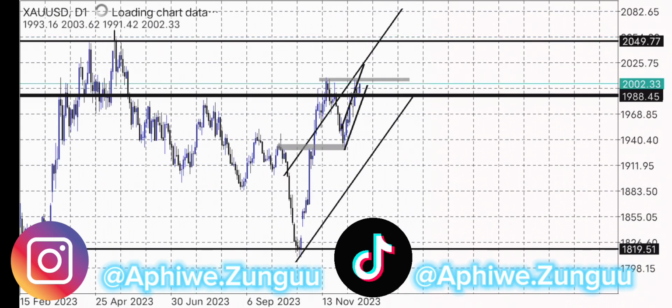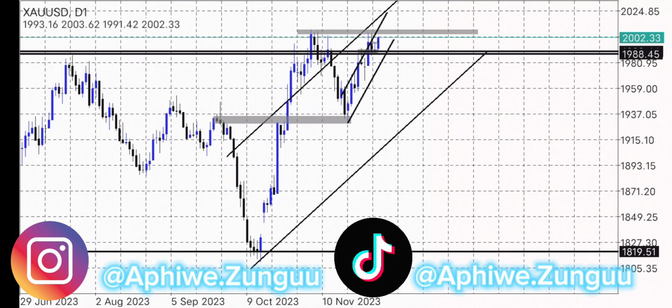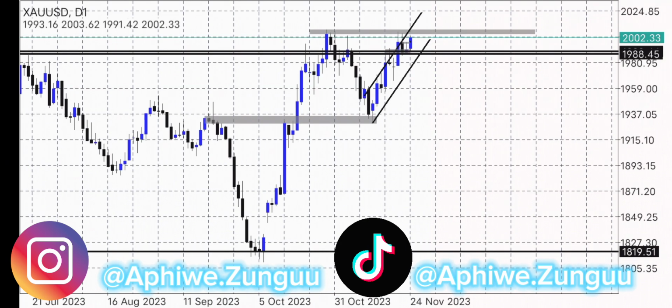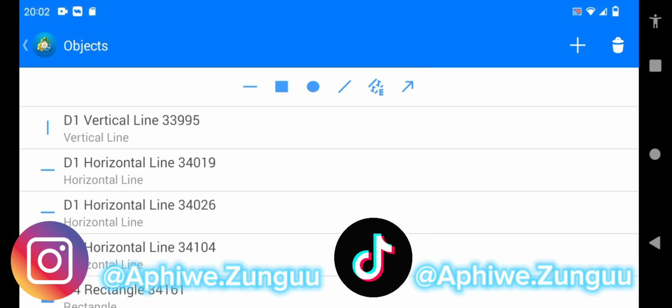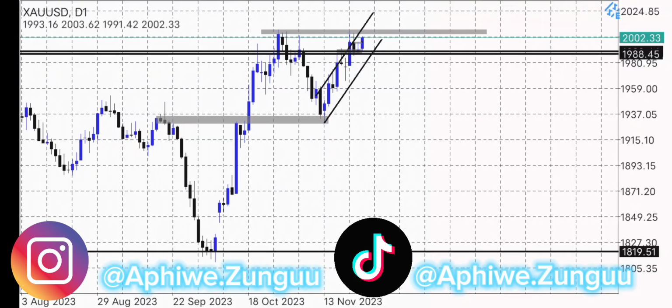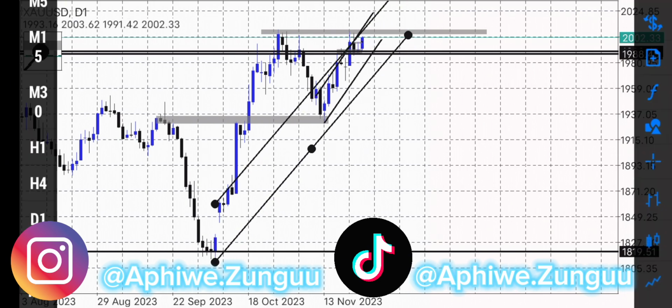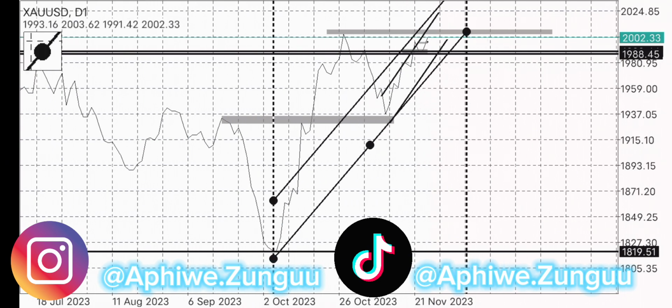Daily time frame. Sorry, this one is not properly drawn, but let me draw it properly so that you guys can see it. Let me draw it again. Line charts.